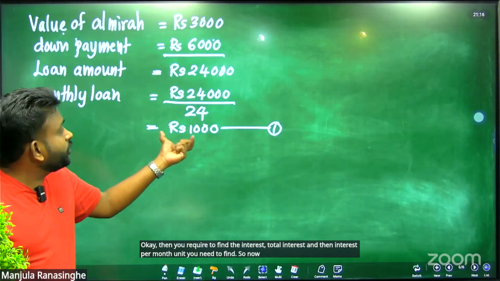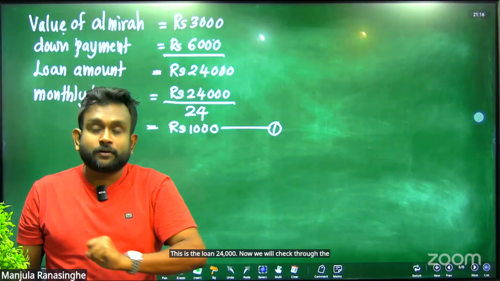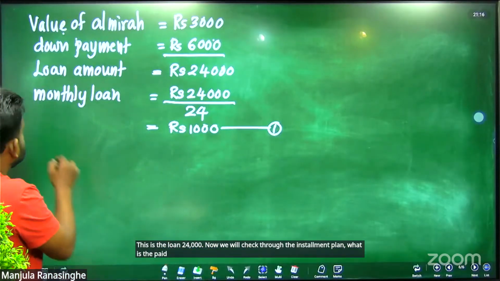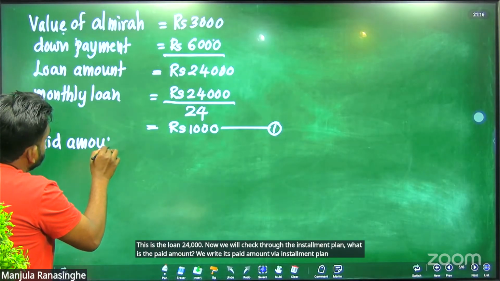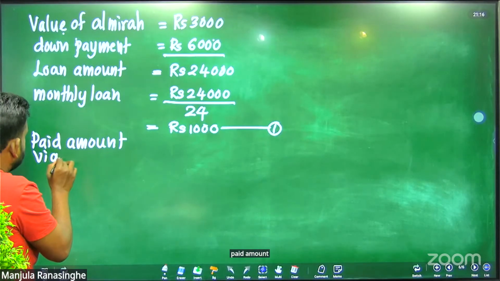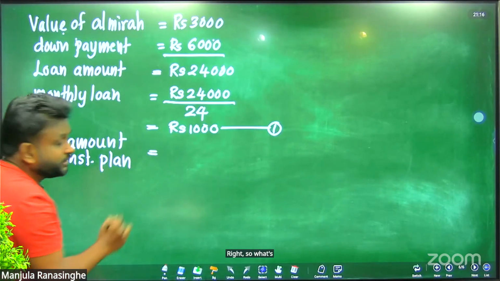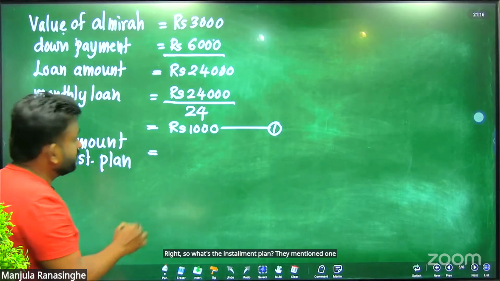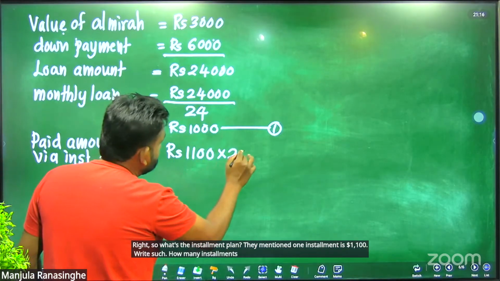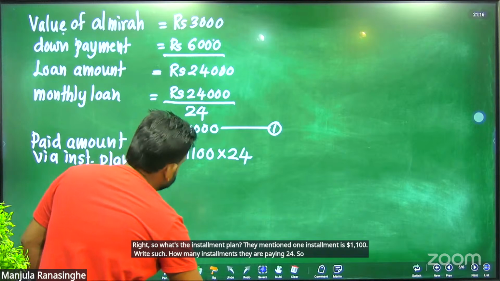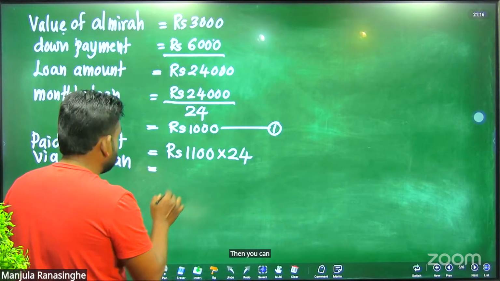So now this is the loan, 24,000. Now we will check through the installment plan. What is the paid amount? We write the paid amount via the installment plan. What's the installment plan? They mention one installment is 1,100. How many installments are they paying? 24. So 1,100 into 24.